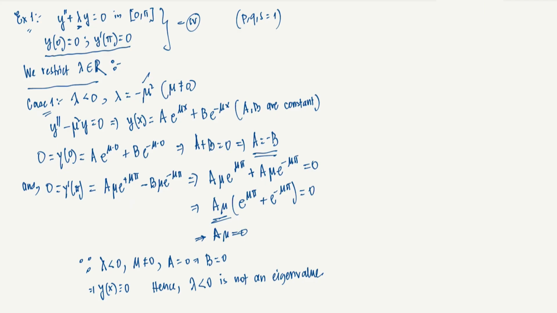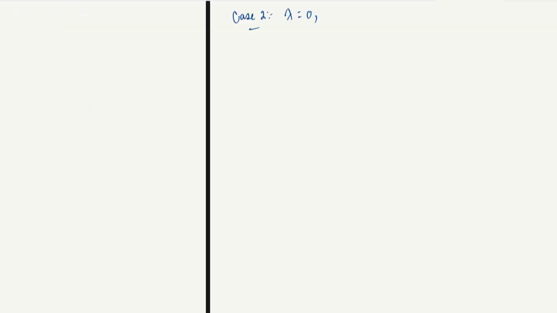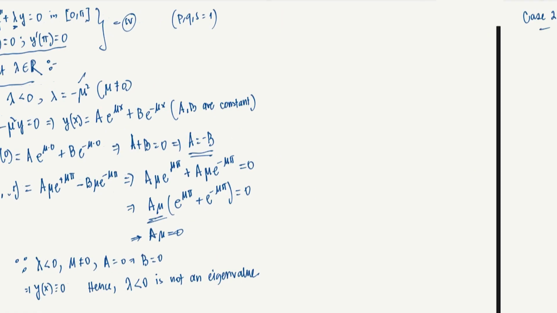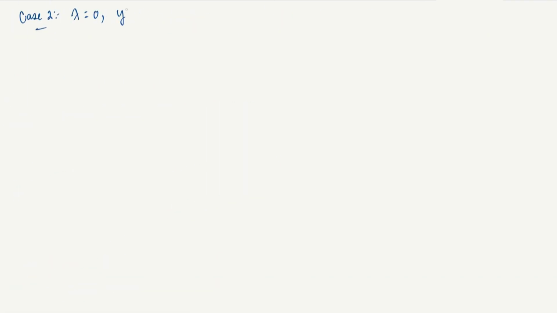Okay. Let's just understand what happens when. Case 2. What is it? Lambda equals 0. So if lambda equals 0, you see the equation becomes y double prime equals 0. And the general solution will look like this: y of x equals ax plus b. You can check this. I am not doing this. This is very easy to do. A and B are constants, arbitrary constants essentially.